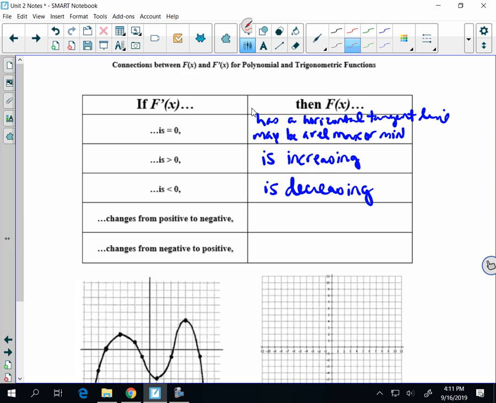And if the derivative changes from a positive to a negative, right? So it changes from a positive slope to a negative slope, which means the graph changes from increasing to decreasing, right? From increasing to decreasing, then that means f of x has a relative maximum. And if the derivative changes from negative to positive, that means it's changing from decreasing to increasing. That means the function has a relative minimum.